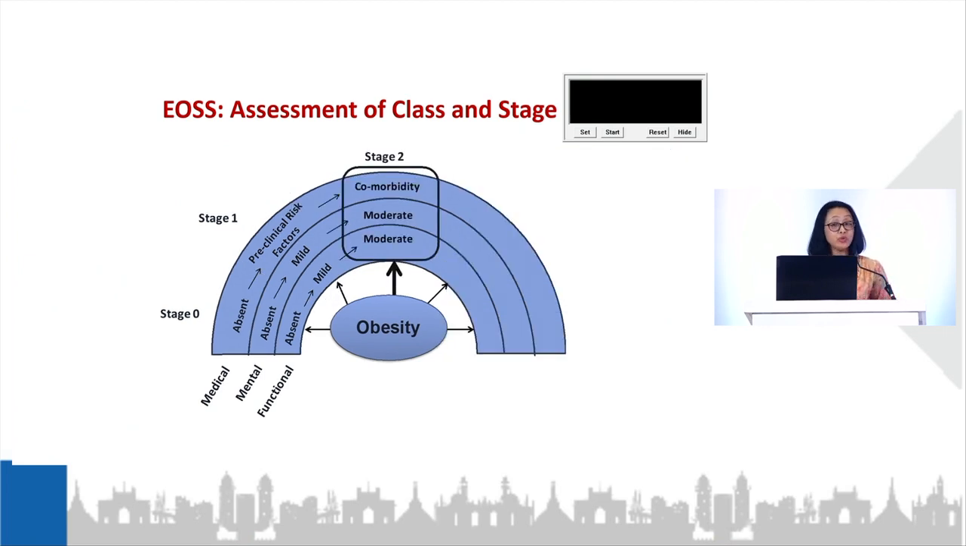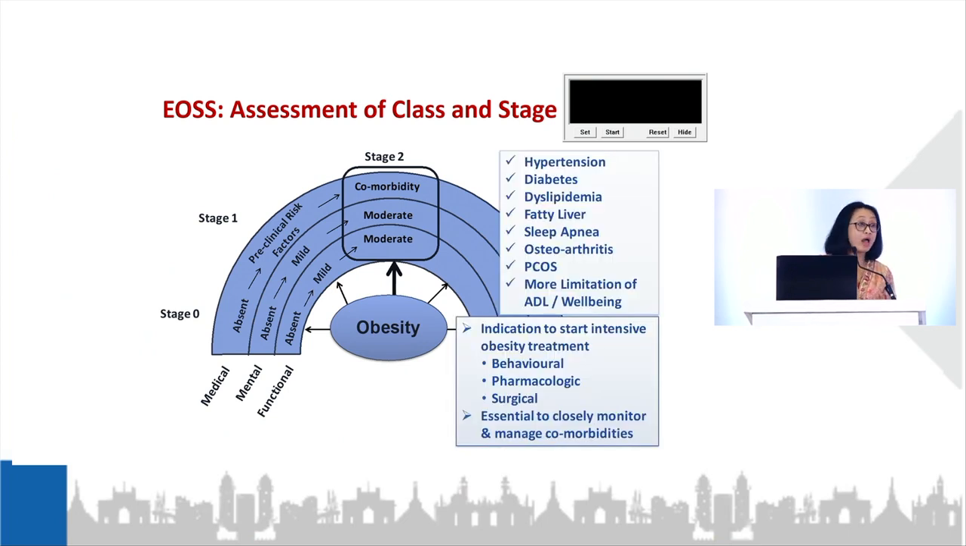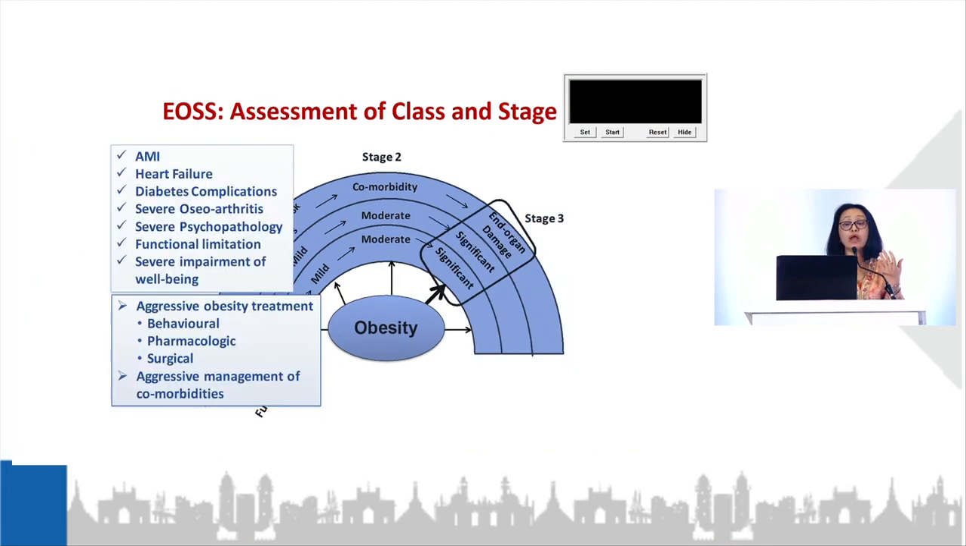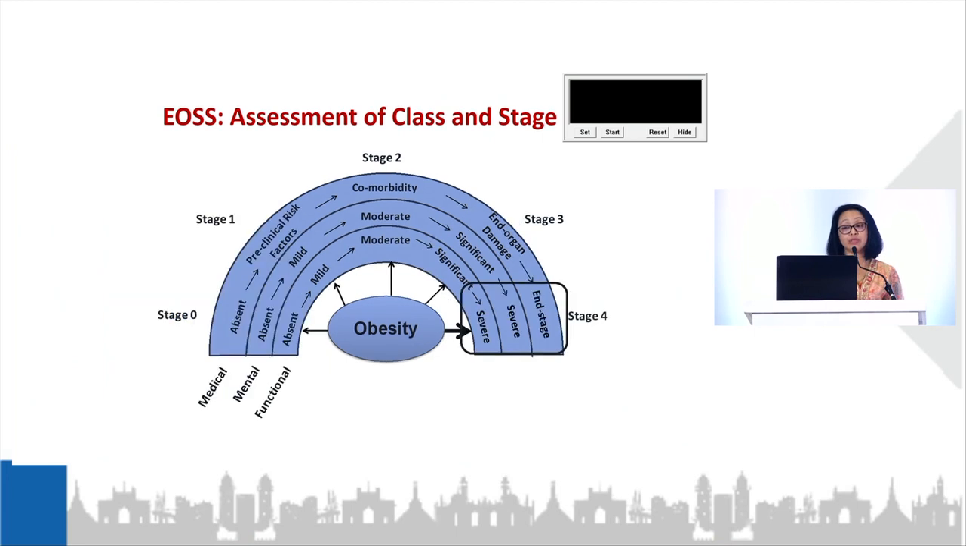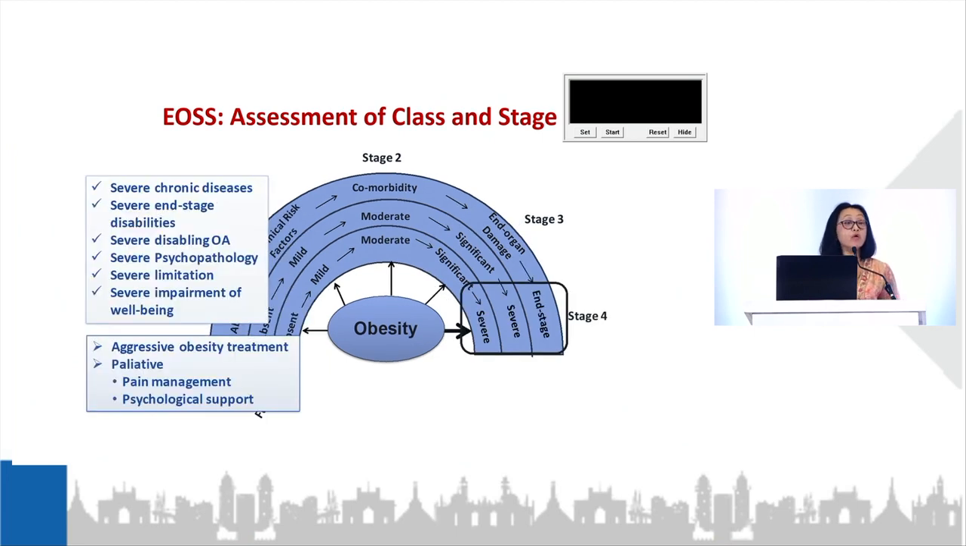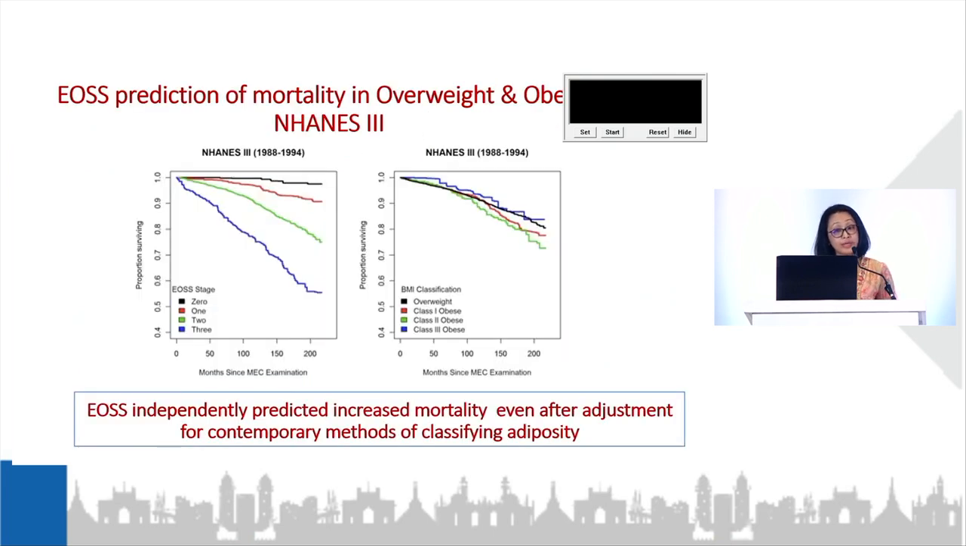And in stage 2, there is comorbidity. So the patient could be having type 2 diabetes, could be having hypertension, or like the second girl, she could be having polycystic ovary syndrome. In stage 3, there are more advanced degrees of end organ involvement in the form of acute myocardial infarction or diabetes complications. And in stage 4, there is end organ involvement, for example, end stage kidney disease, end stage liver disease, which could be cirrhosis or even hepatocellular carcinoma, and severe disabling osteoarthritis.